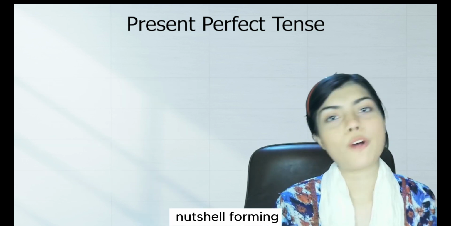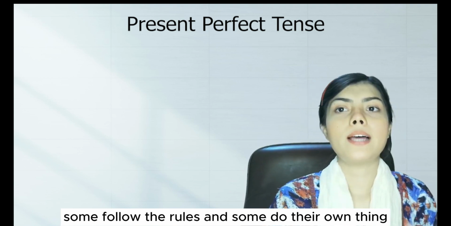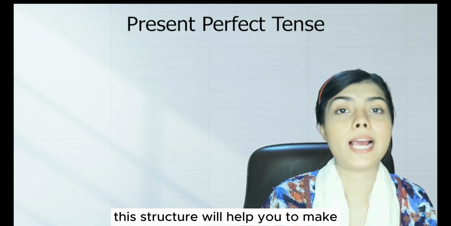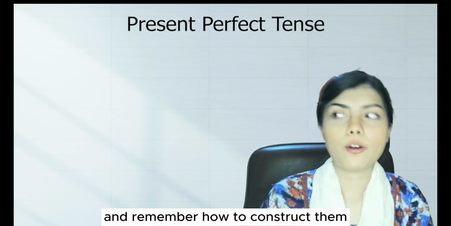In a nutshell, forming present perfect tense is like putting a has or have together with a past participle. Some follow the rules and some do their own thing. This structure will help you to make present perfect tense more easily and remember how to construct it.